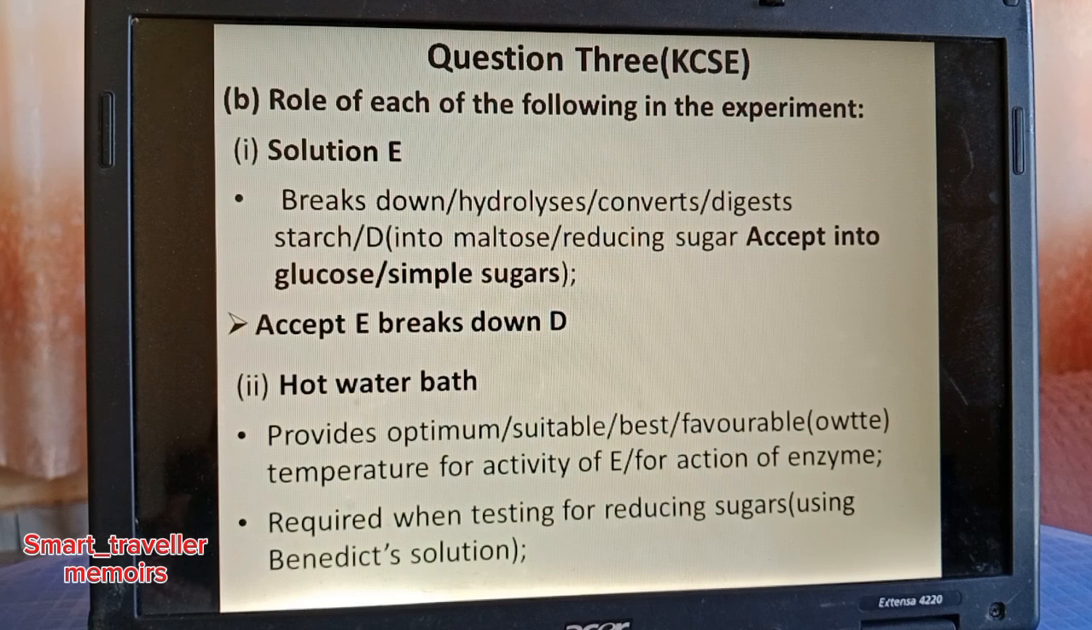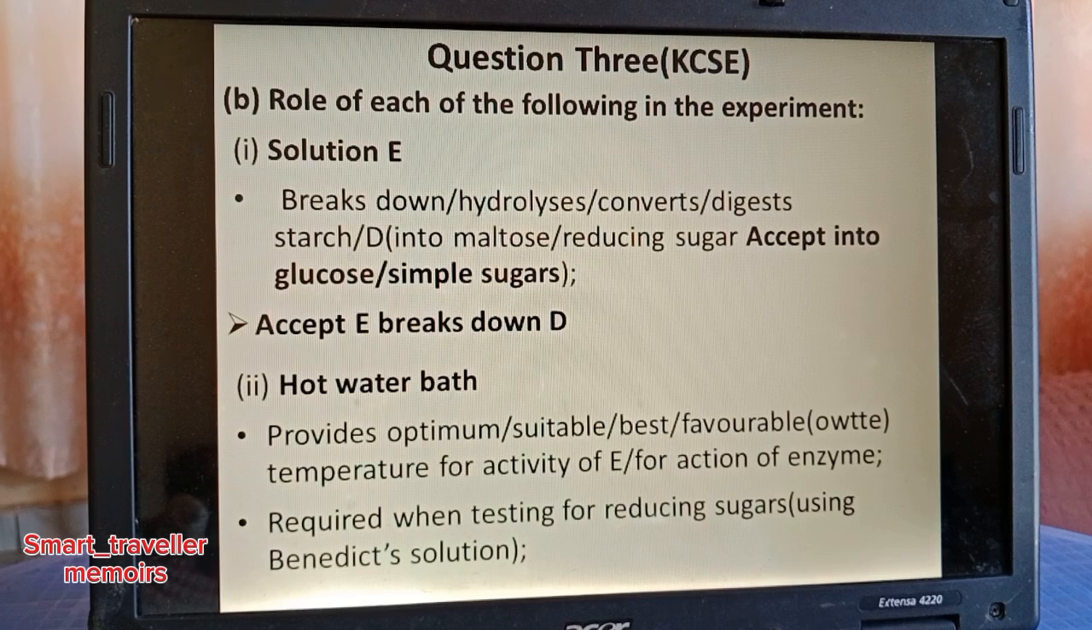Question number 3. Role of the following in the experiment. Solution E, which we have seen is salivary amylase, breaks down or hydrolyzes or converts digestive or all those ones there.